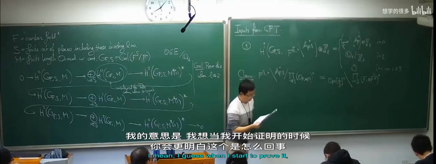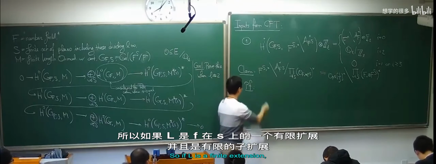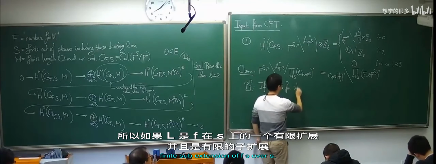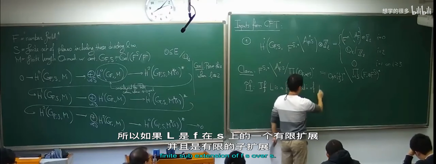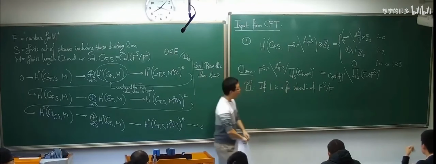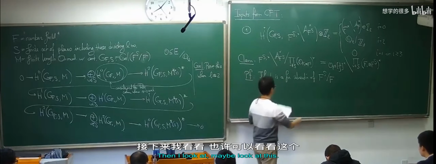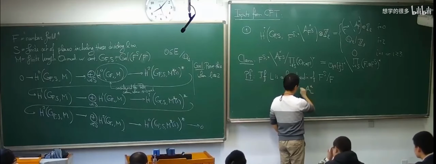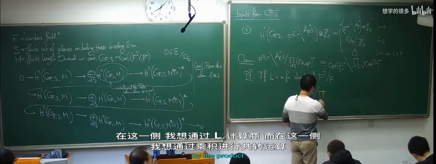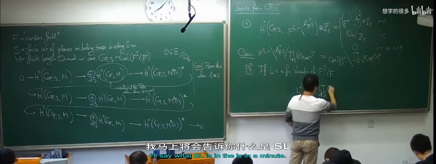Okay. So let me prove this. I guess when I start to prove it, you kind of understand how this comes out. So if L is a finite sub-extension of F_S over F. So I want to take a finite extension of F that's sitting inside F_S. Then what do I have? Then I look at this. So start with A_L cross. On this side, I want to quotient by L, and on this side, I want to quotient by the product of all the elements that are not in S_L. I'll say what S_L is in a minute.